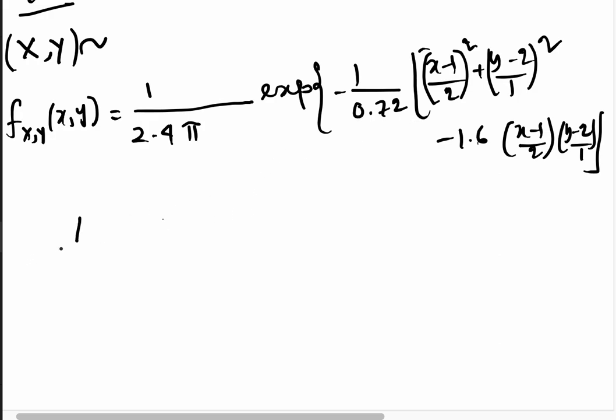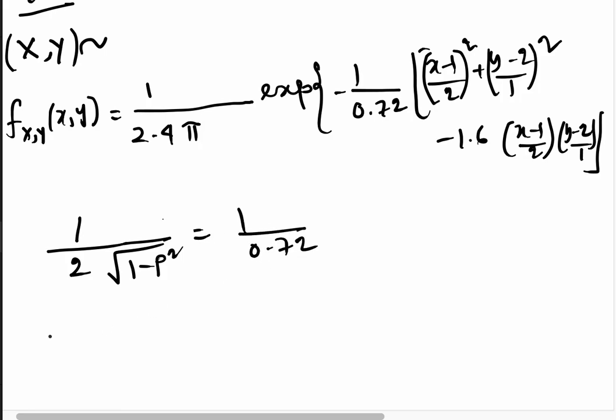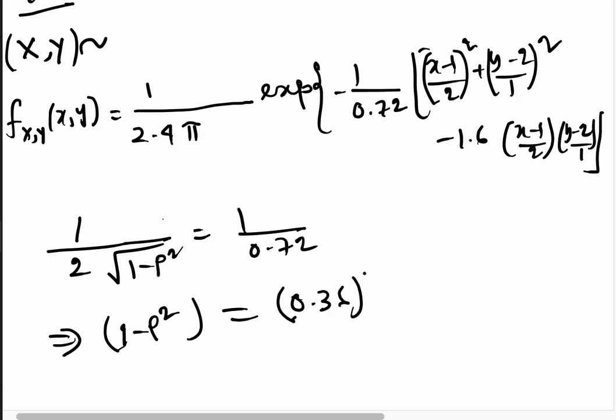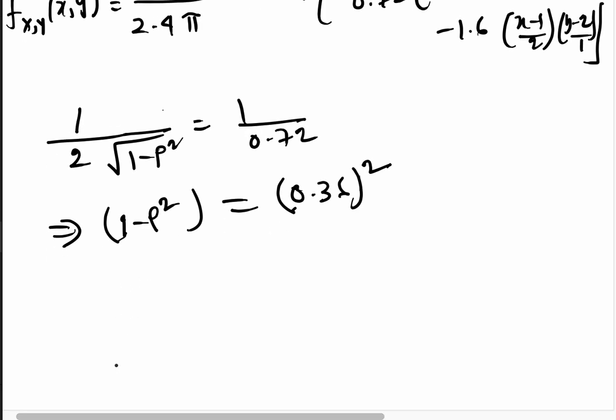Coefficient first is 1 by 2 into root over 1 minus rho square is equal to 1 by 0.72. So that means 2 into root over 1 minus rho square equal to 0.36 square. And from that the value of rho is 0.8, I think.